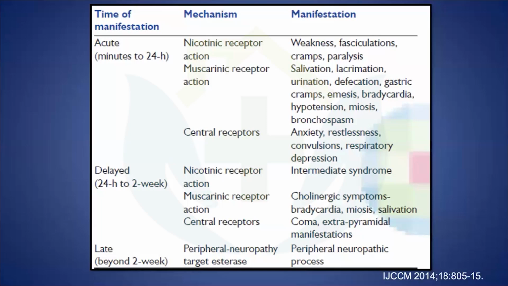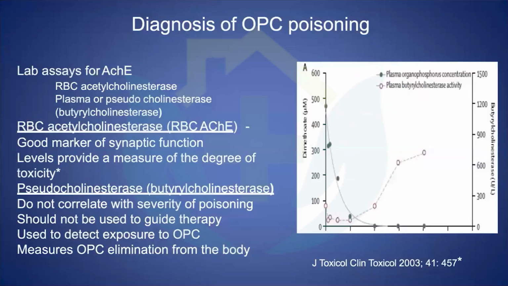And late, beyond 2 weeks, usually peripheral neuropathy comes, which is more or less like intermediate syndrome but with a peripheral neuropathy.